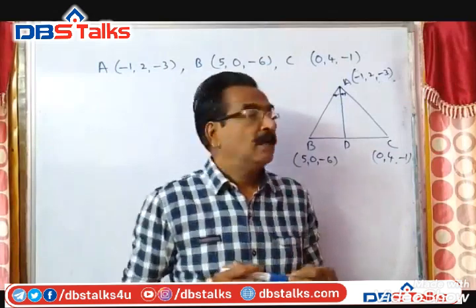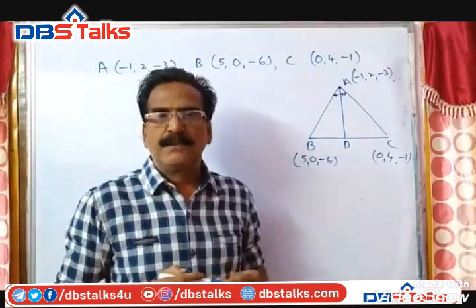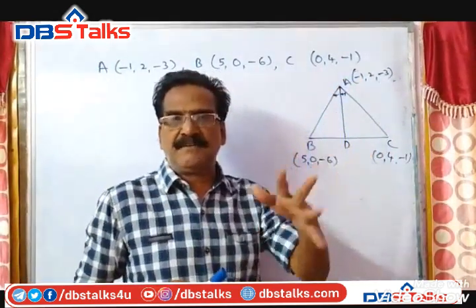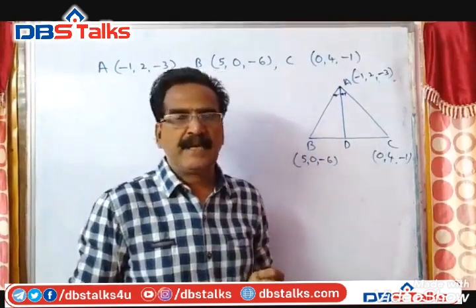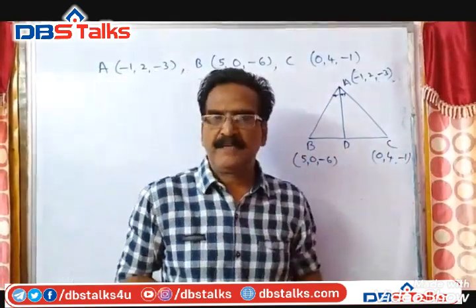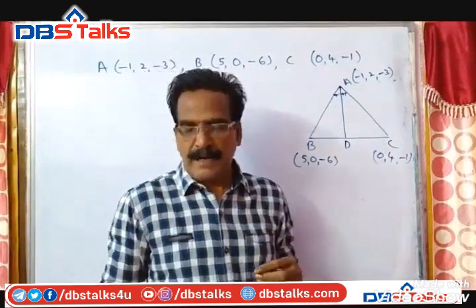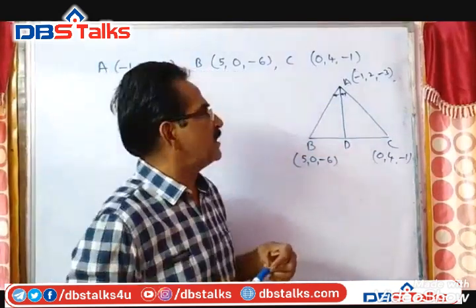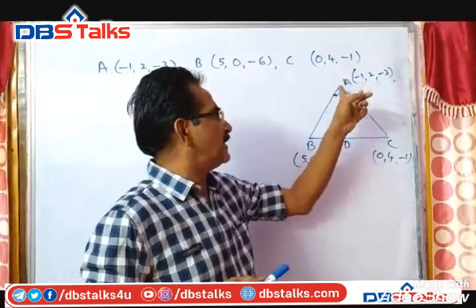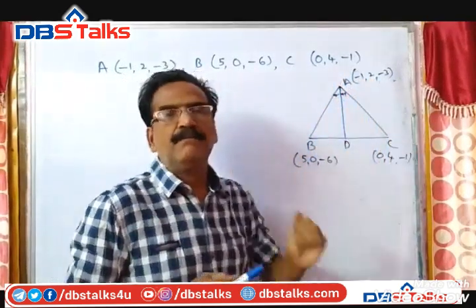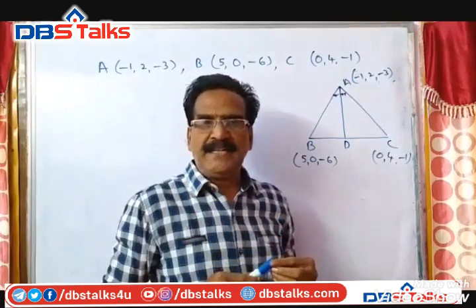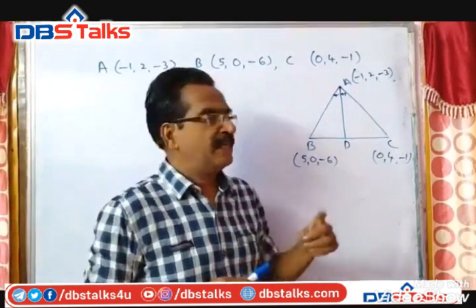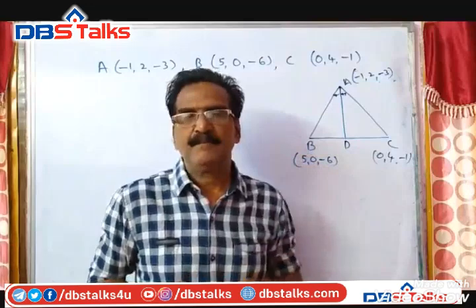See, today our first problem is: A, B, C are the three vertices of a triangle. And the question is, the direction cosines of the internal angular bisector of angle BAC. We have to find the direction cosines of AD.